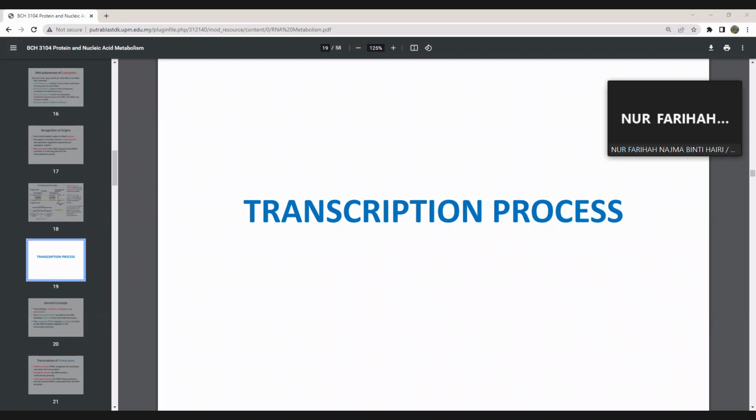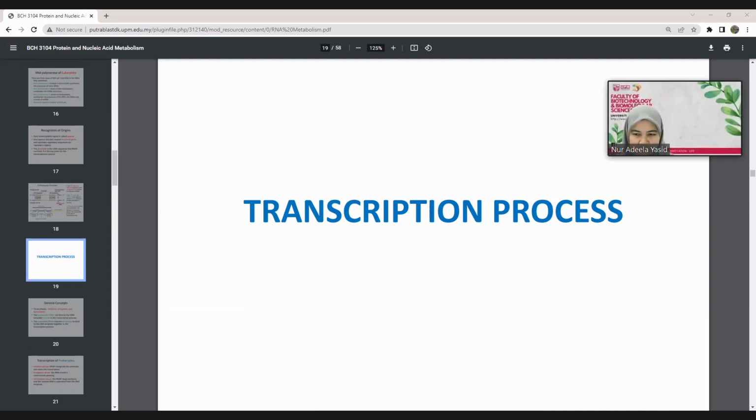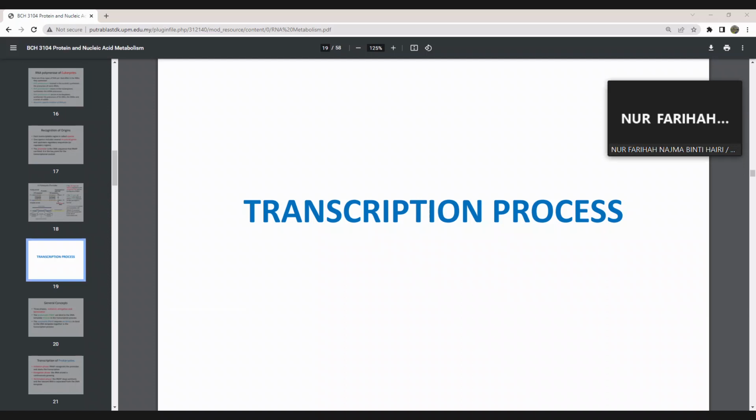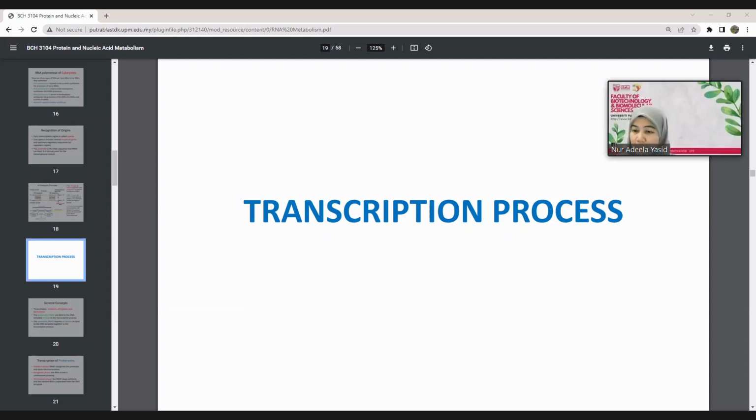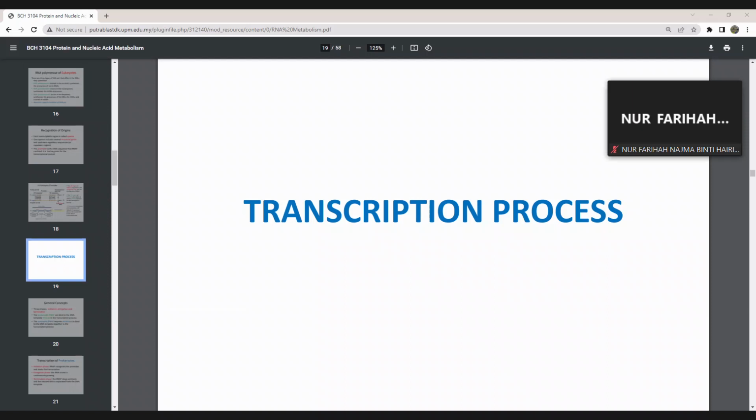I want to share about the transcription process. It is actually the synthesis of RNA molecule using DNA strand as the template. So there will be a transformation of genetic information from DNA to RNA and then make functional protein. All right, thank you, Fariha. Okay. At least you have something to share.